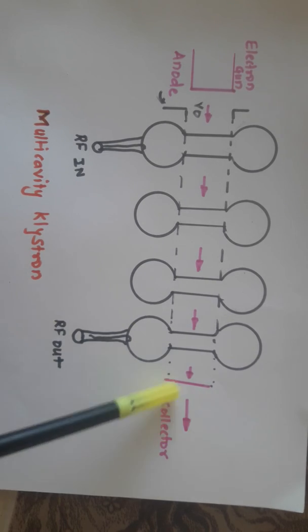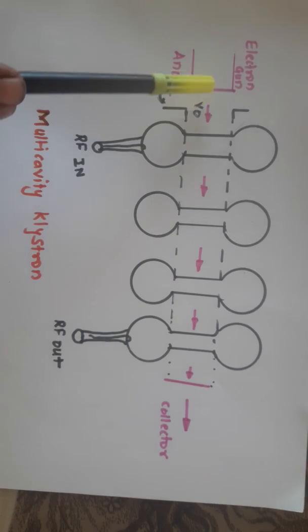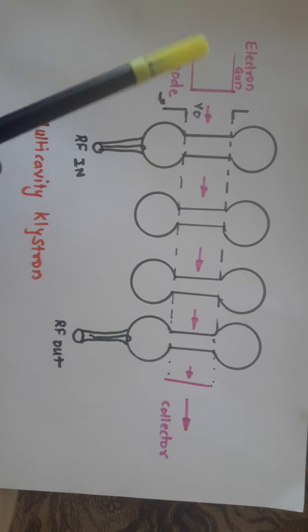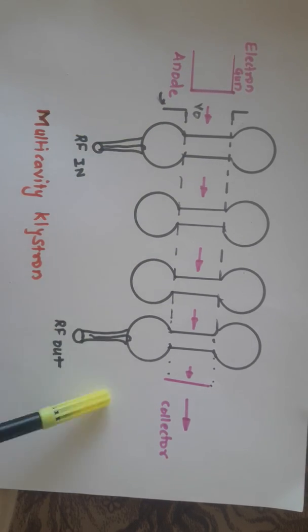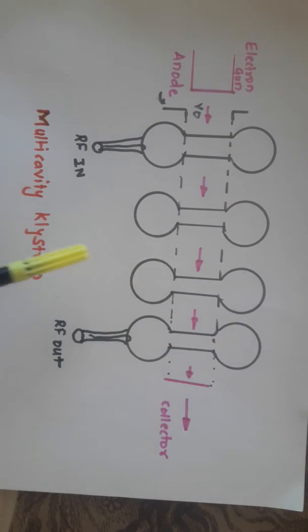Now there is a collector, as we already discussed. It is a positively charged collector to attract the electrons emitted from the electron gun. So this one is the anode terminal, this is the collector terminal, and between the anode and collector the four cavities are designed for enhancing the gain and making the signal a high-gain signal, right? So this is all about the multi-cavity klystron amplifier. So thank you very much.